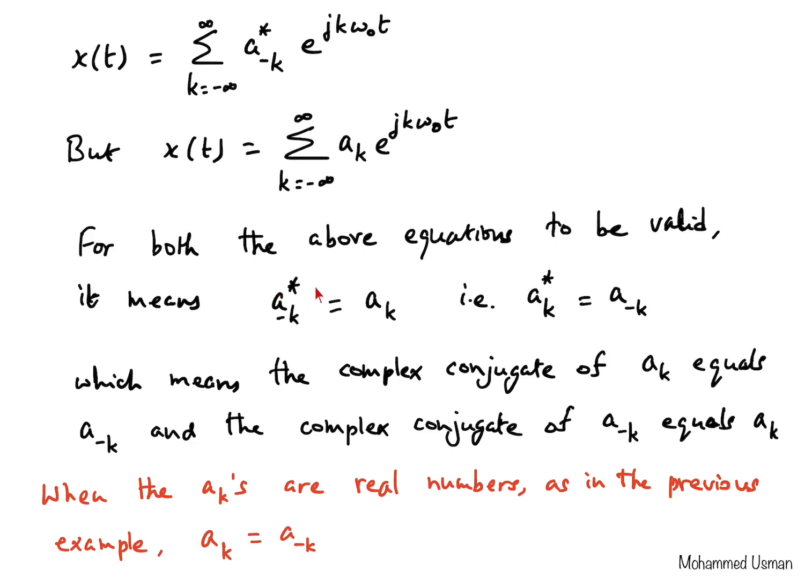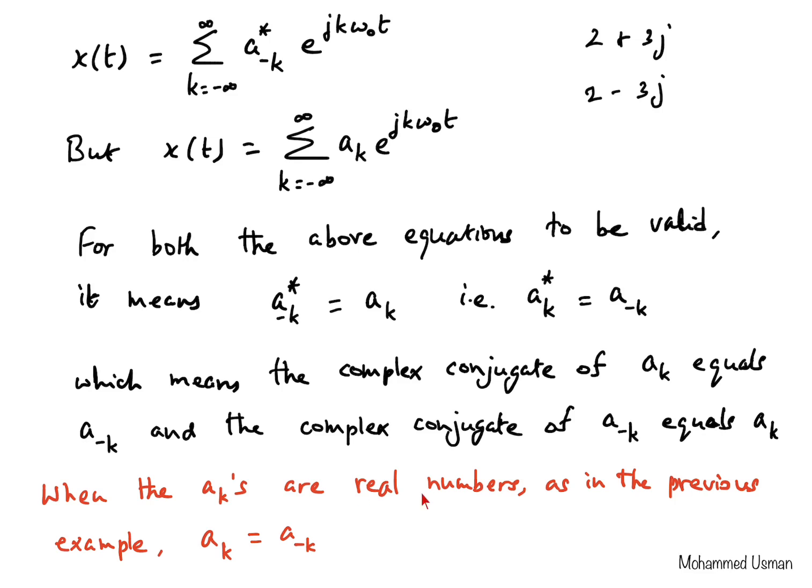That means the complex conjugate of a minus k is ak, and hence the complex conjugate of ak is a minus k. It's like if we have 2 plus 3j, its complex conjugate is 2 minus 3j. So if 2 minus 3j is the complex conjugate of 2 plus 3j, then 2 plus 3j is the complex conjugate of 2 minus 3j. So what we're basically saying here is that ak and a minus k star are conjugates of each other, or in other words, ak and a minus k are complex conjugates of each other.